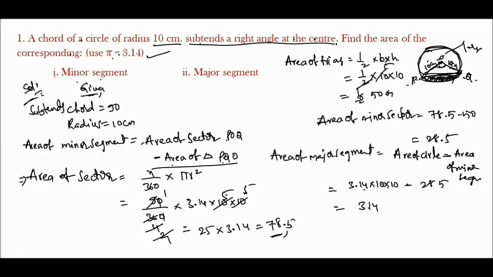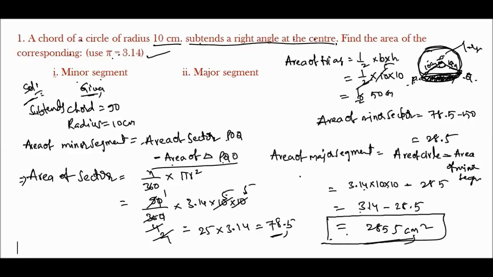So 100 and 10 cancel, and 314 will remain; 28.5 it will become. So 314 minus 28.5 is equal to 285.5 centimeters square is the answer here. So we need to find the major segment. The minor segment value is how much? Minor segment is 28.5 and major segment is equal to 285.5 centimeter square. So these are the answers.